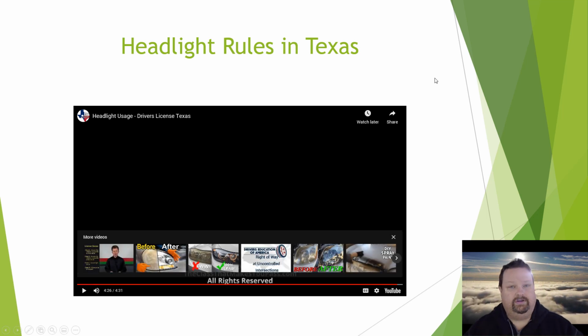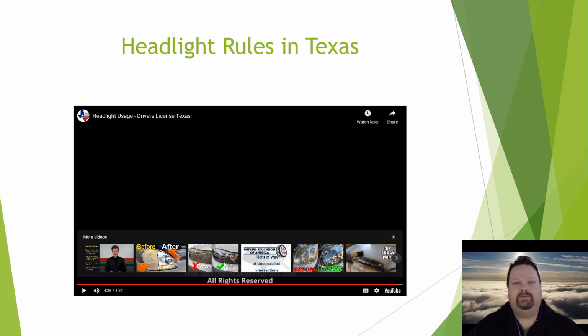All right, those are very good rules to abide by here in Texas. They're absolutely right when it comes to the law. 30 minutes before sunset, 30 minutes after sunset and 30 minutes before sunrise, your headlights must be turned on.